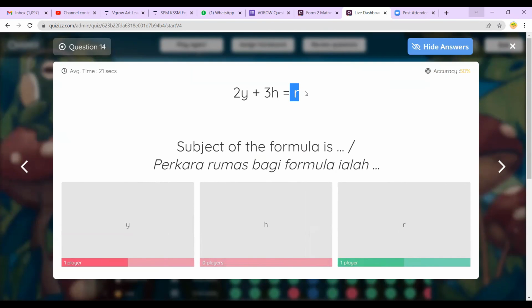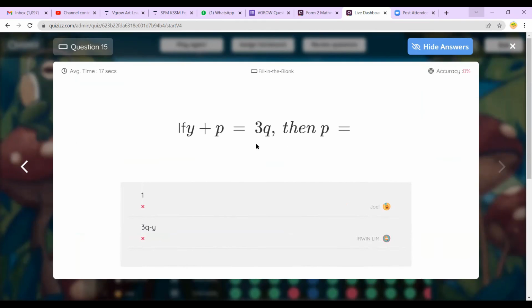Here, R is on the right side and is alone there. So R is the subject. So the subject need not be on the left side. It can be on the right side. This one, if Y plus P equal to 3Q, meaning here you need to switch, not involving any solving of the value of P. So P equal to 3Q minus Y. So this one you have to write back P equal to 3Q minus Y. Then you will get it marked correct here. 3Q minus Y is correct.